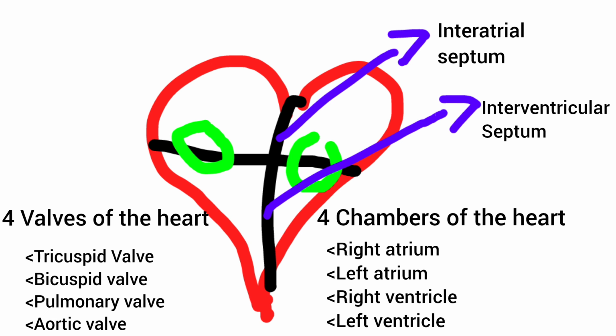And one thing that you should note, in a fetus, the septums are not there. Why? Because there is no need to separate the deoxygenated blood and oxygenated blood, because the fetus gets their blood from the mother. So these septums are not there in the fetus. Okay, so these are the chambers of the heart.